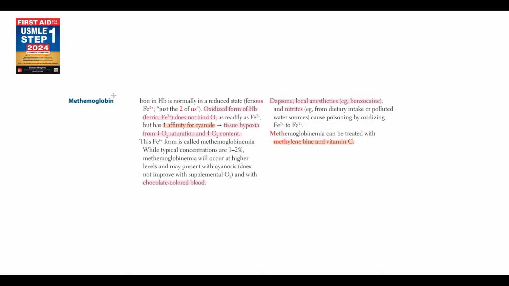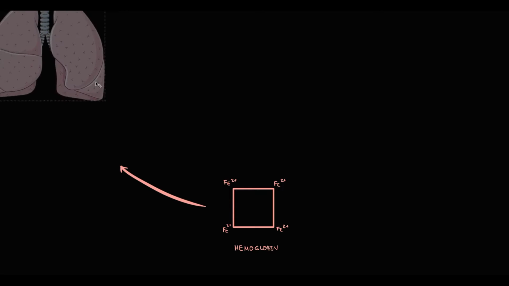Methemoglobin is a form of hemoglobin where the iron atom has been oxidized from the ferrous +2 state to the ferric +3 state, and to understand the pathogenesis of this condition, we have to recall the physiology behind oxygen transportation. We transport oxygen by the hemoglobin. Hemoglobin has 4 iron molecules. These iron molecules have +2 charge, and only iron with +2 charge can bind oxygen molecules.